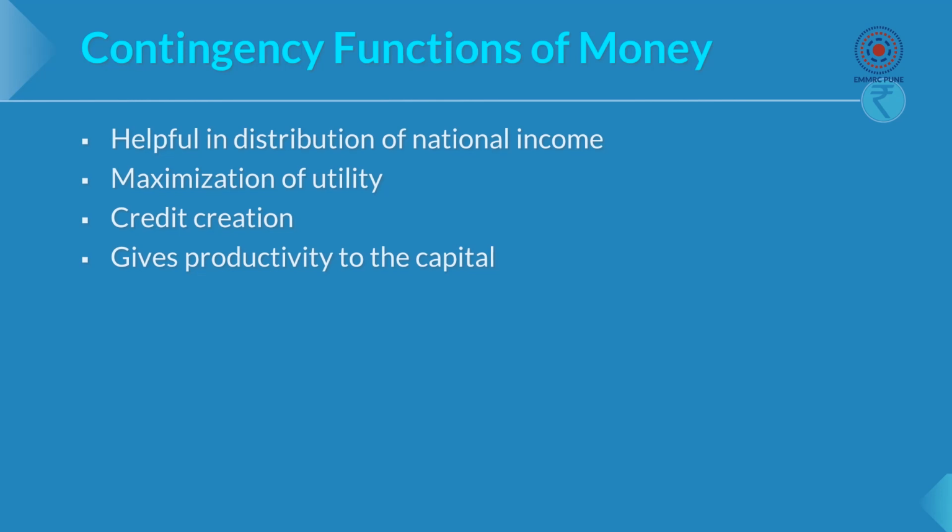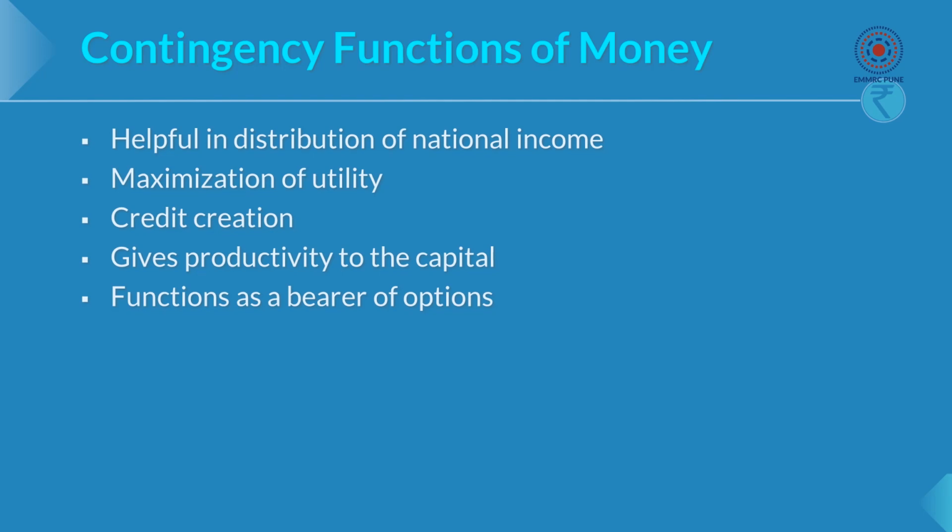Money gives productivity to the capital. Since money is the most liquid asset and can easily get converted in other assets, capital can be easily transformed from less productive uses to more productive uses. Productivity of capital increases because of the high productivity of money.